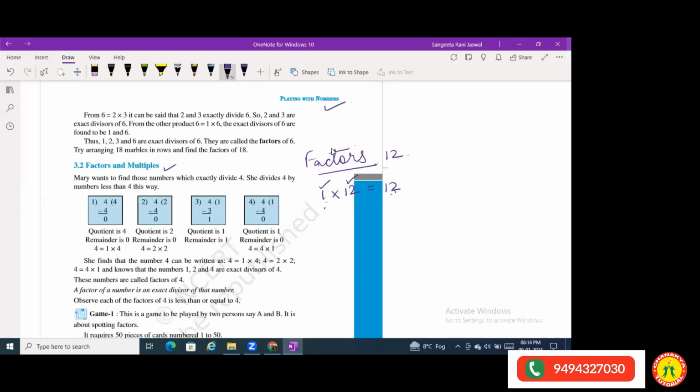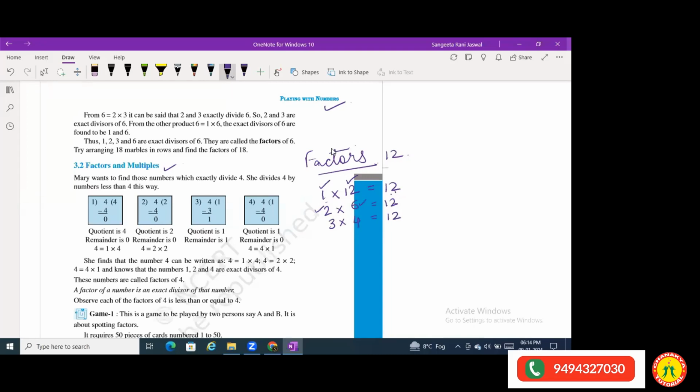Now, if I take 2 here, what will I multiply it with so that I get 12? That is 6. So 2 is a factor, and 6 is also a factor of 12. If I take 3 here, what will I multiply it with so that I get 12? That is 4.